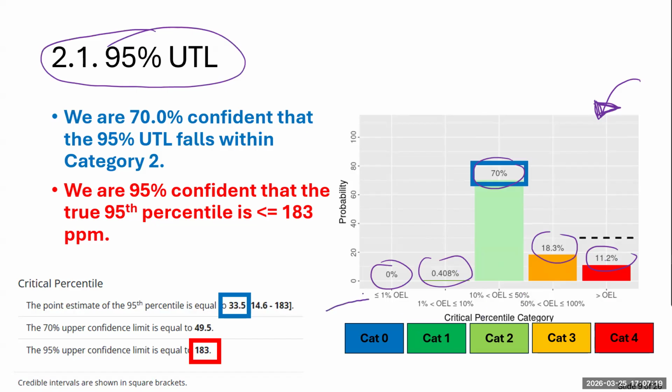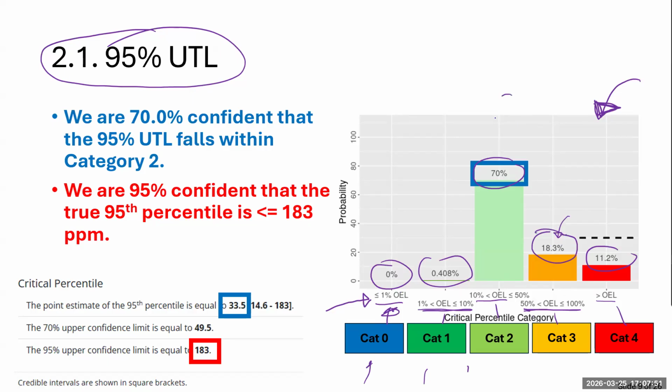Now, Expo Stats does not label the categories. It does share where they compare to the OEL, but it does not share which category. So I've labeled that for you with these colored blocks down here. So this is category 0, 1, 2, 3, and 4. And so when we look at this chart, we think of this in terms of probability. You could also think of it in terms of confidence.